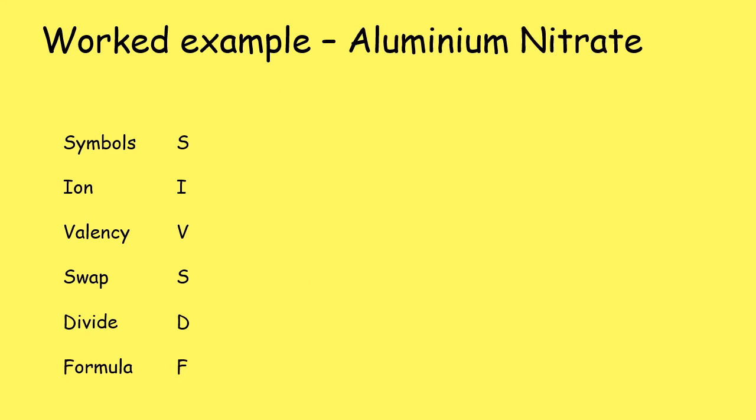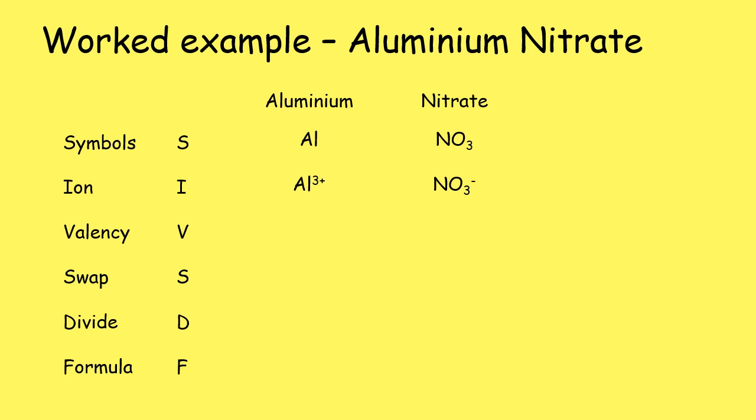Now we've got aluminium nitrate. This is a compound that ends in ATE, so for nitrate, we're going to have to use page 8 of the data booklet. Aluminium has the symbol Al, nitrate has the symbol NO3. When it comes to the ions, aluminium is in group 3 and it's a metal, so it loses electrons. It's going to lose its 3 outer electrons to form an Al3+.